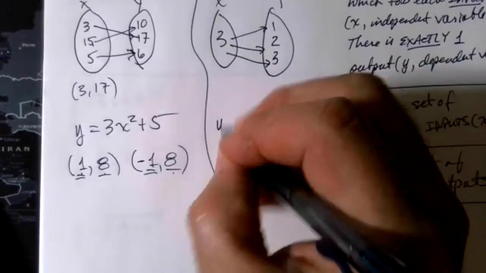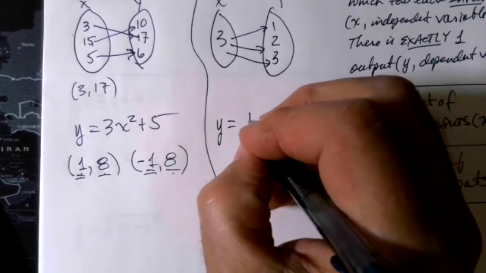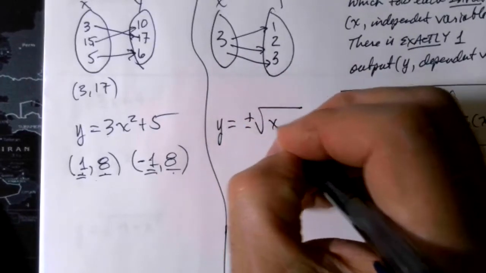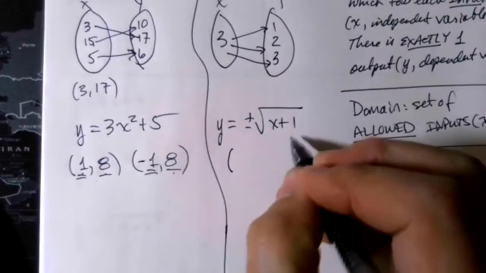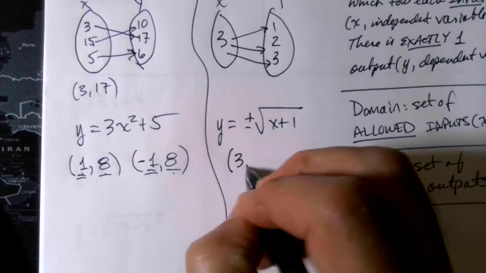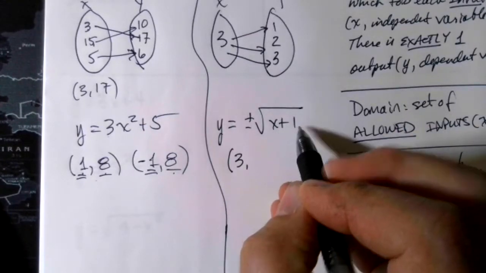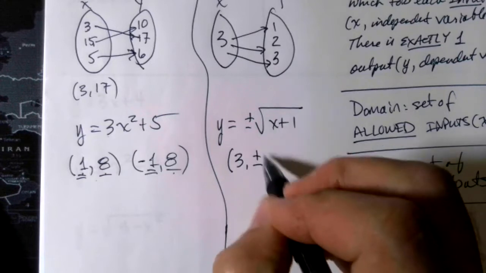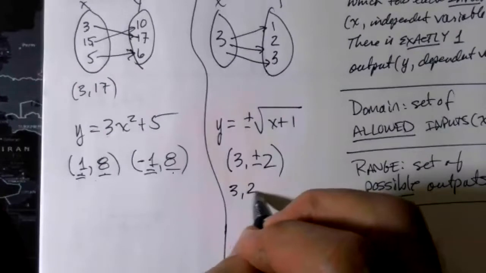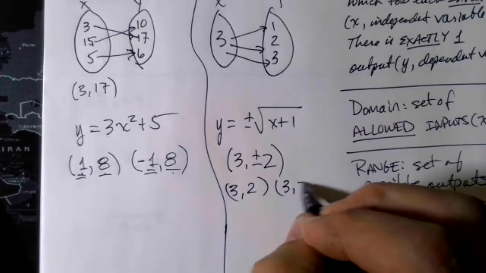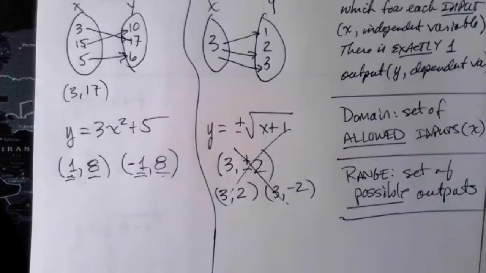So here is the opposite situation. So for instance, I might have something like that. So here I'm going to put in 3 because it'll work out kind of nice. 3 plus 1 is 4, square root of 4 is 2. But I have that plus or minus there. So worth noting, this really represents 3, 2 and 3, -2. This is not a function. Okay.